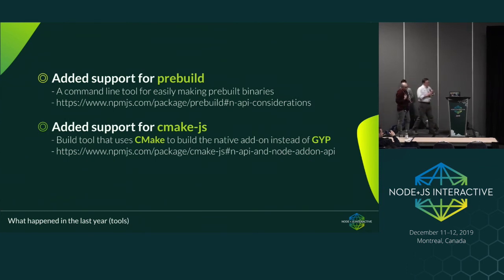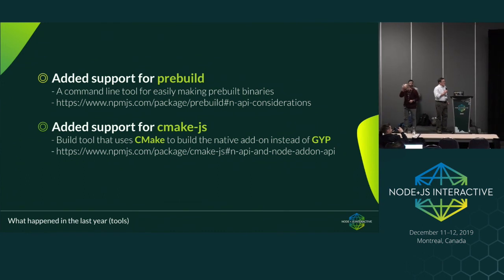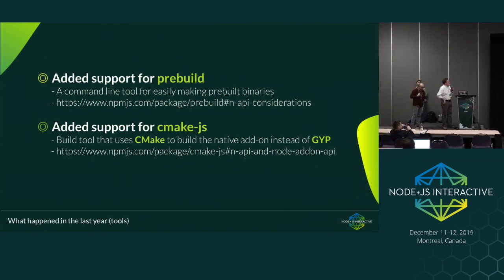Outside of Node itself, we also improved some of the build tools. So in the past year, we added NAPI support for prebuild. Prebuild is a tool that will compile your native add-on into a binary that gets uploaded to GitHub as a release. And we've also added support for NAPI builds in CMake.js.